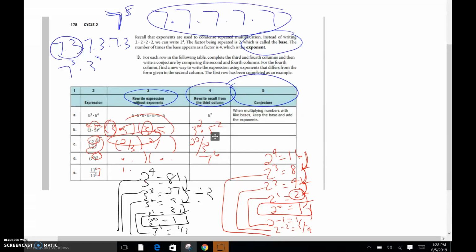All right, go ahead and look at the rules on page 179 and read all of those through, and then we'll do some math here.